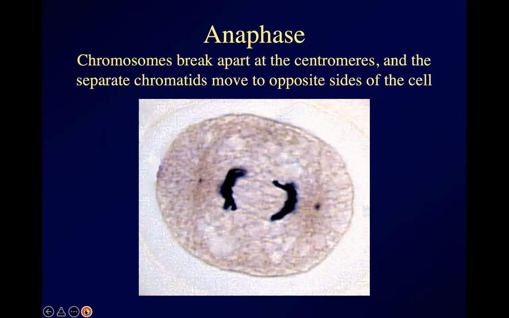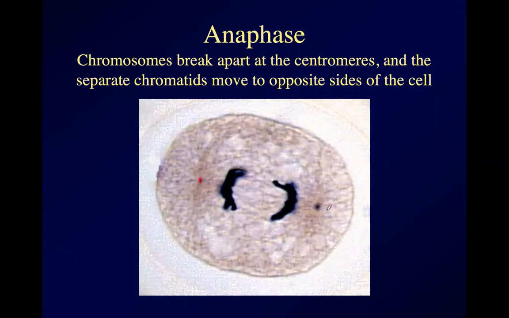And in anaphase, the chromosomes break apart at the centromeres, and separate chromatids move to opposite sides of the cell. So each chromosome did consist of two chromatids that were stuck together. It's at anaphase that the centromere breaks and each separate chromatid moves to opposite sides of the cell. And here's where you're seeing that happen.